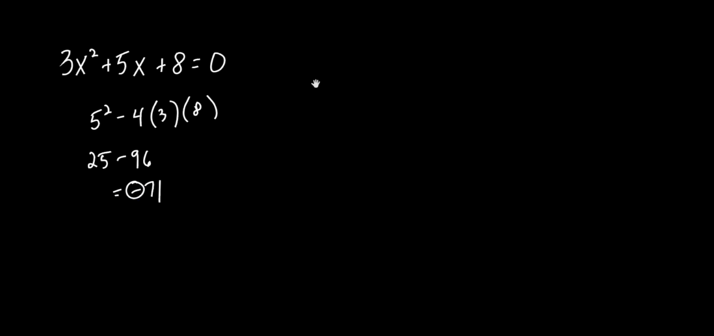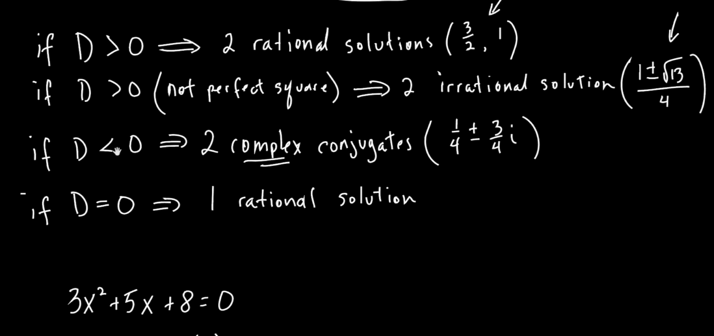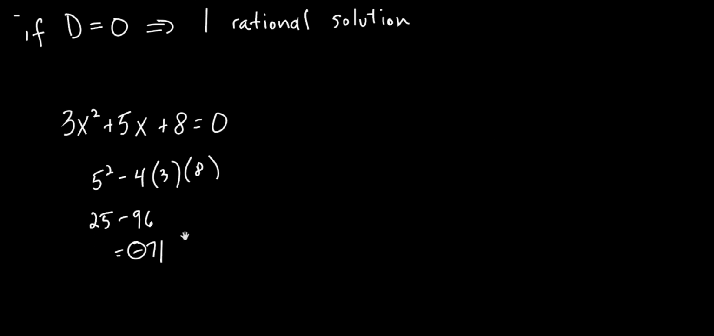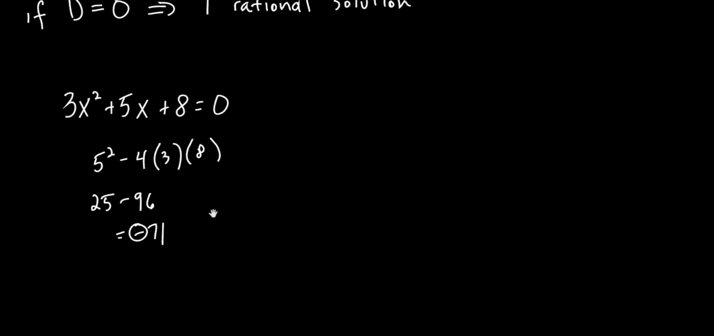So what happens when my discriminant is less than 0? I'm going to get what? 2 complex conjugates. They don't even ask for the answers. They just want you to say what? 2 complex conjugates. Everybody with me on that?